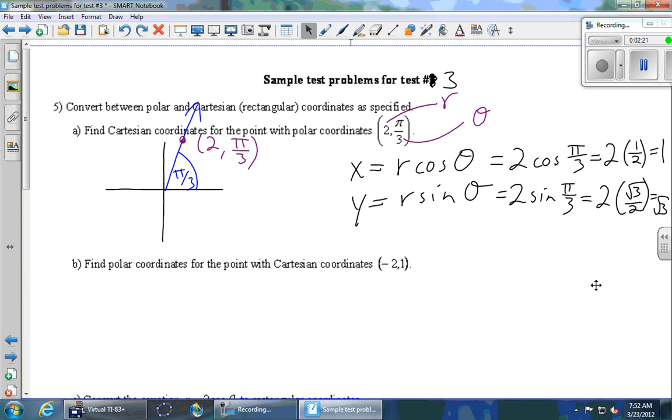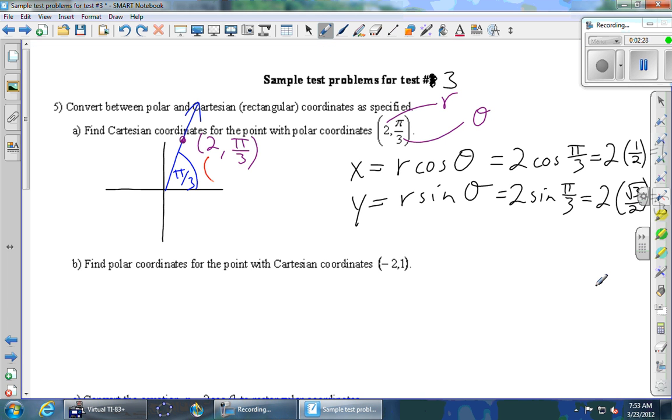Okay, part B. One last thing about part A. What that means is that the coordinates of this point here in terms of x's and y's is 1 and then square root of 3. 1 to the right, square root of 3 up, and you land on the same point described by the r and the theta.